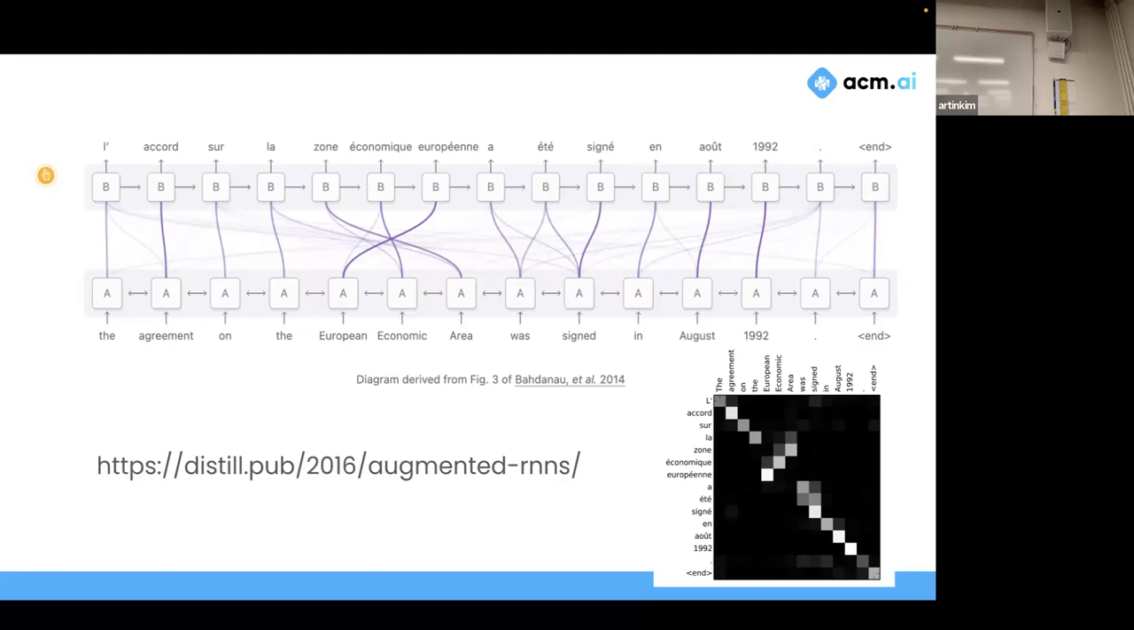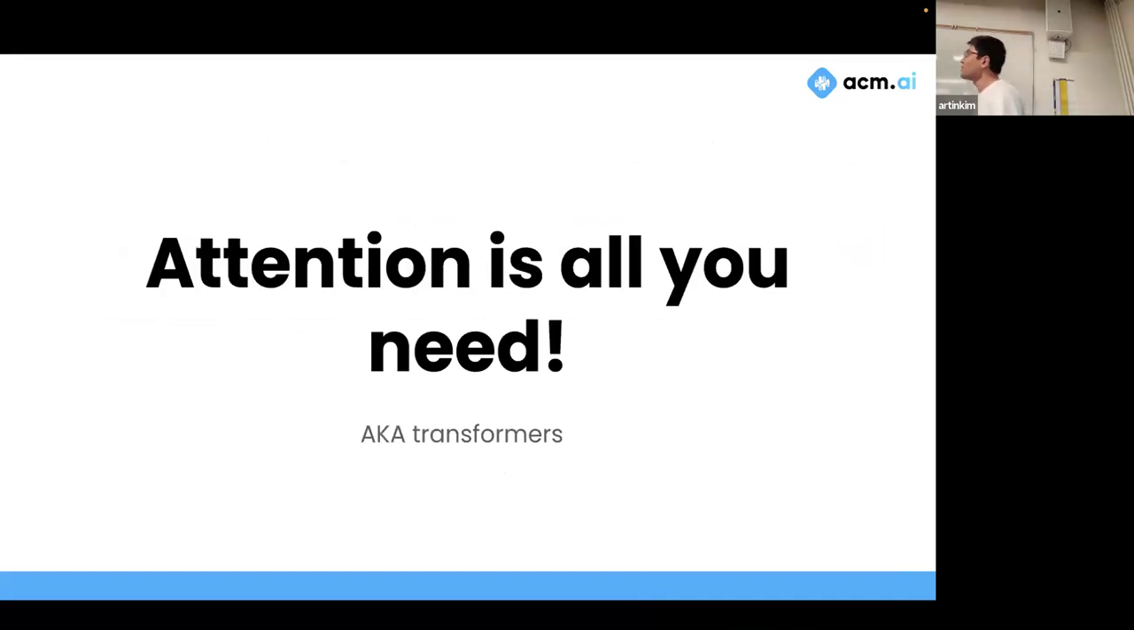So like European Economic Area, zone probably corresponds to, yeah, zone means area, and then you can see how it flipped all the words, right? And you can actually see why it produced this word here by looking at which word it attended to. So it's pretty cool. You can actually visualize this, right? So attention is all you need. That was a little recap, RNNs.